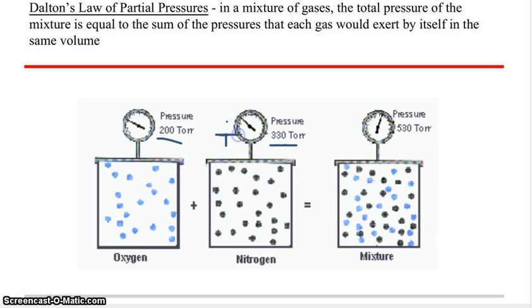And what we end up with is our total pressure of 530 torr. So 200 plus 330 gets us 530. So that is it in a nutshell. The questions will get a little bit trickier than just simply adding them together. Let's take a look at a couple.